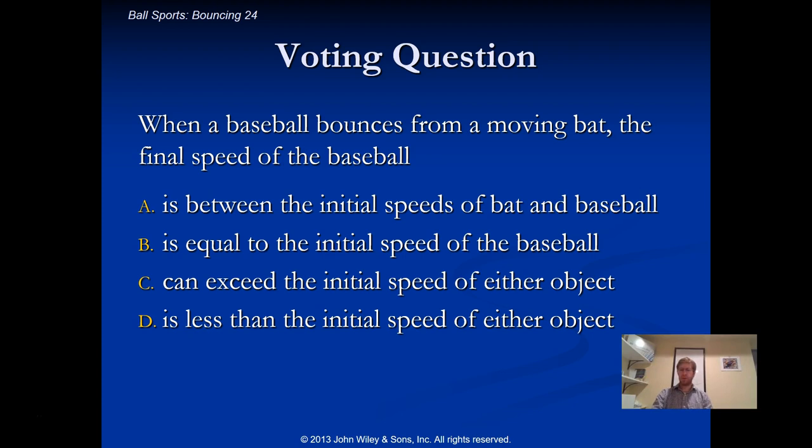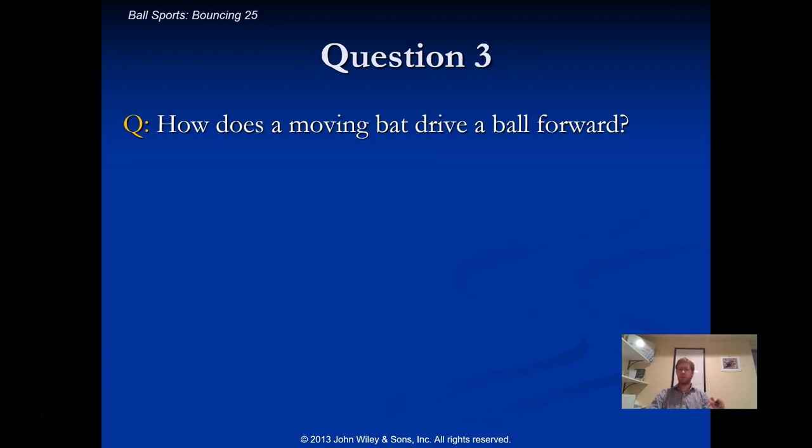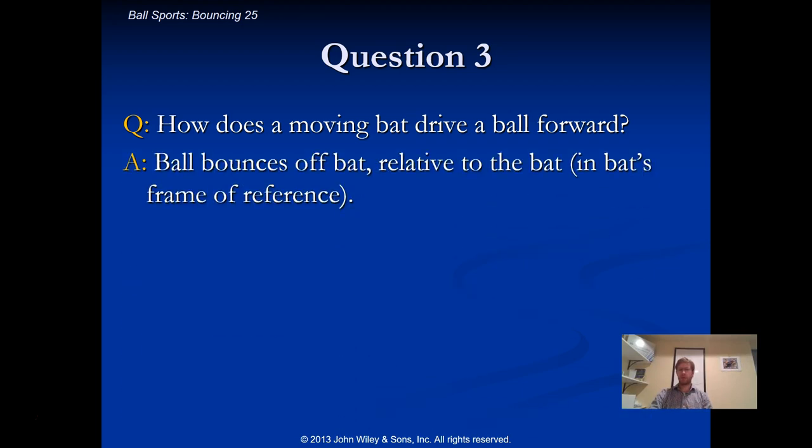But those of you who have played sports may know that it can actually be faster than either the speed of the ball or the bat. It's not uncommon that baseballs come off of the bats much faster than the pitcher throws them. So why is that? We said in class, the coefficient of restitution is always less than one. So how can something have a speed larger than what it started with? Well, it's because it's being hit by a moving object. So we need to think about the collision speed differently when both objects are moving.